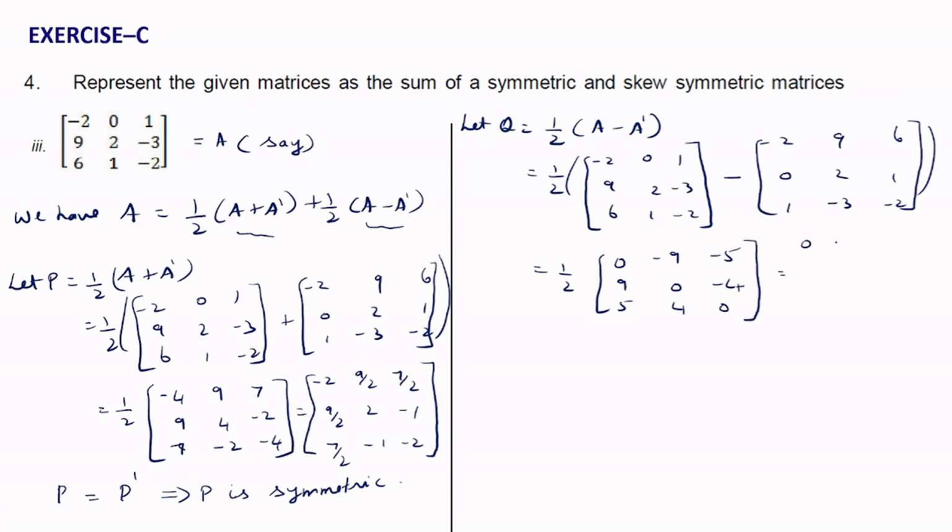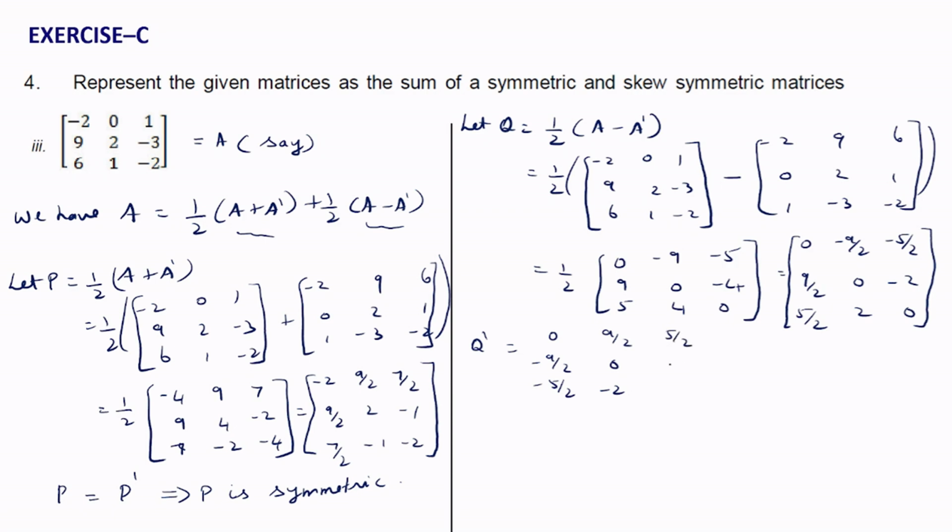So this is equal to 0, minus 9 by 2, minus 5 by 2, 9 by 2, 0, minus 2, 5 by 2, 2, 0. So if we find the transpose of Q, the first row becomes the first column, the second row becomes the second column, and the third row becomes the third column. So this is equal to minus Q, which implies Q is skew symmetric.